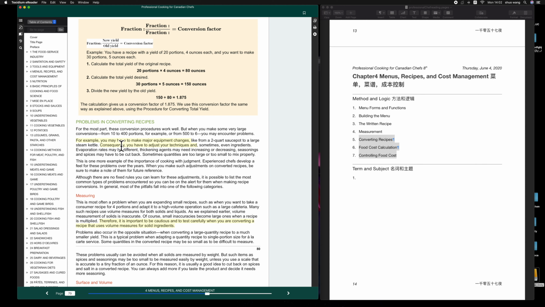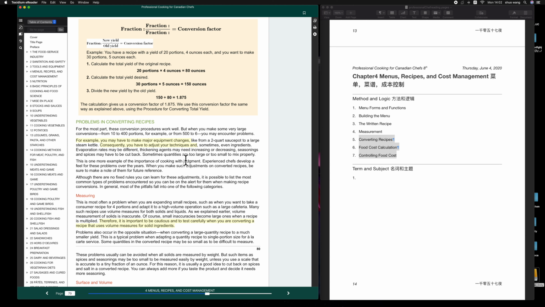For the most part, these conversion procedures work well, but when you make some very large conversions from 10 to 400 portions, for example, or from 500 to 6, you may encounter problems. For example, you may have to make major equipment changes like from a 2-quart sauce pot to a larger steam kettle. Consequently, you have to adjust your techniques and sometimes even ingredients.